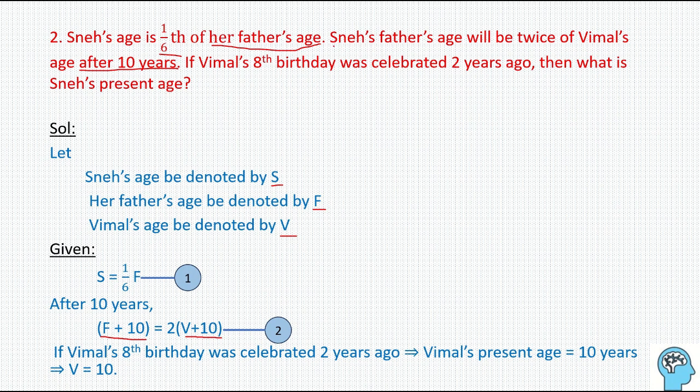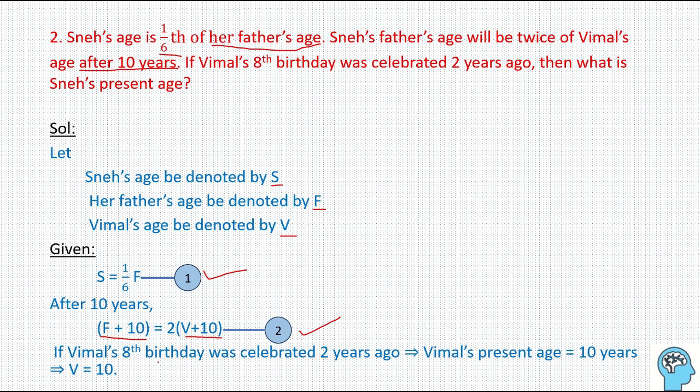So from this statement, what can we write? Sneha's father's age will be twice that of Vimal's age after 10 years. So F plus 10 is equal to twice that of V plus 10. This is the second equation from the given data, the first equation and the second equation.